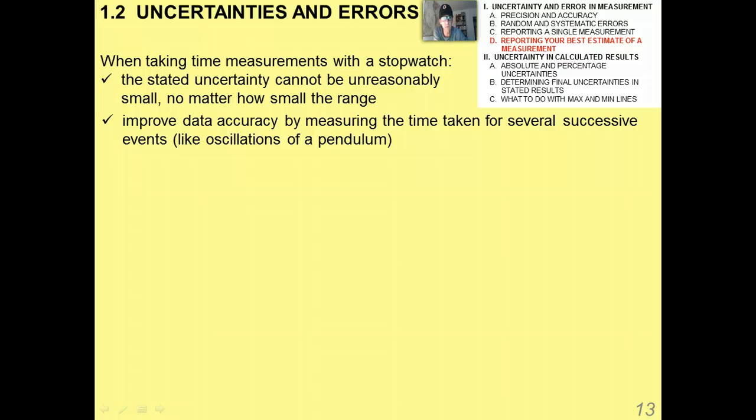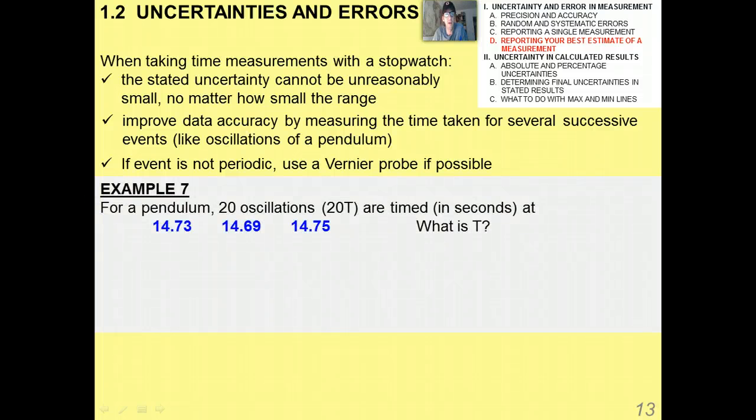All right, now when taking time measurements with a stopwatch, the stated uncertainty can't be unreasonably small, no matter how small the range. So you would improve data accuracy by measuring the time taken for several successive events, like the oscillation of a pendulum, okay? If the event is not periodic, you would use a vernier probe if possible, okay? So let's see, example 7.